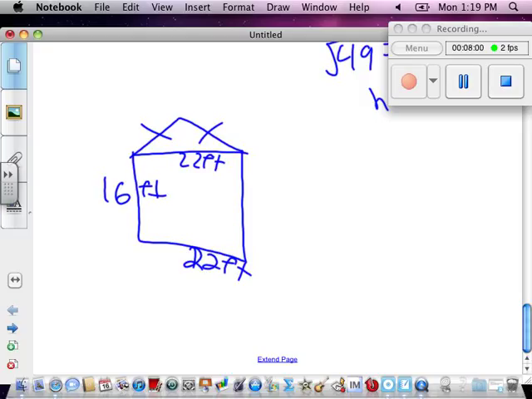How are we going to figure out the square part of a house? 16 times 16 times 22. And then what else are we going to do? We're going to find the what? Area. We found the square or the rectangle part. What are we going to find the other part? The triangle. So what do we know about this triangle? We know the base. How are we going to figure out the height?